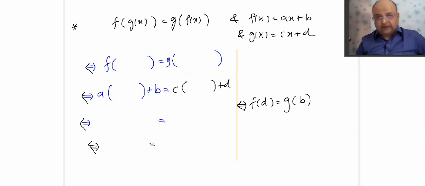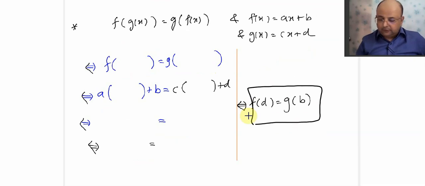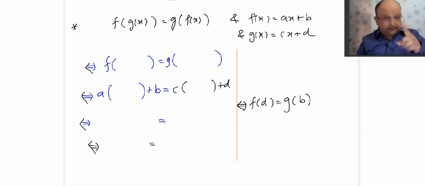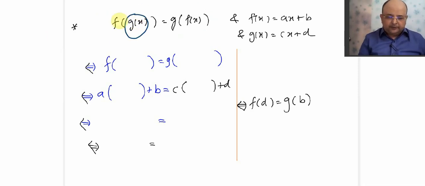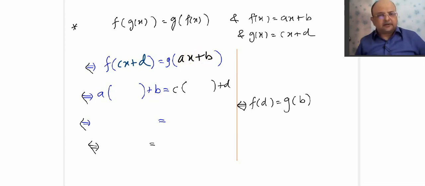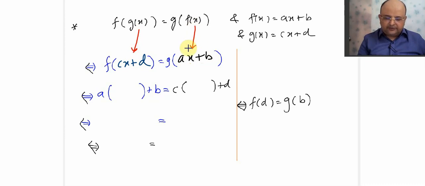Well, this was asked in JEE and this was one of the options. I will help you and you will help me. What is f of x? Ax plus b. What is g of x? Cx plus d. What is given to us? f of g of x equals g of f of x. So I put the value of g of x. What is g of x? Cx plus d. What is f of x? Ax plus b. This much should be clear before we go ahead. We have just substituted the values of g x and f x.